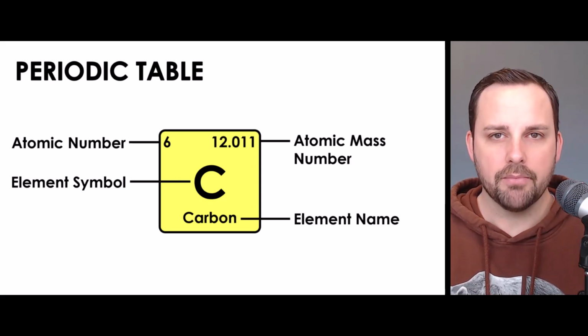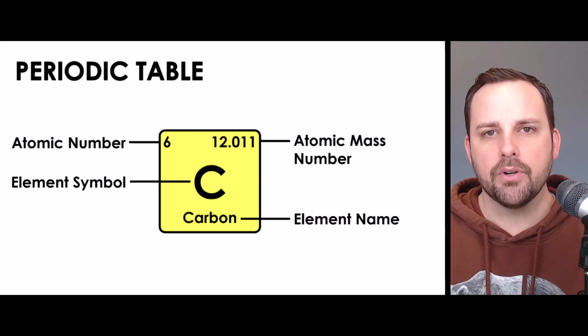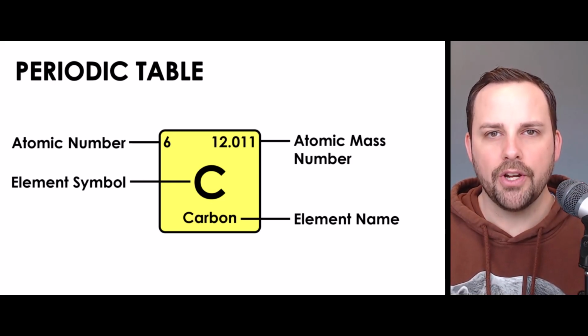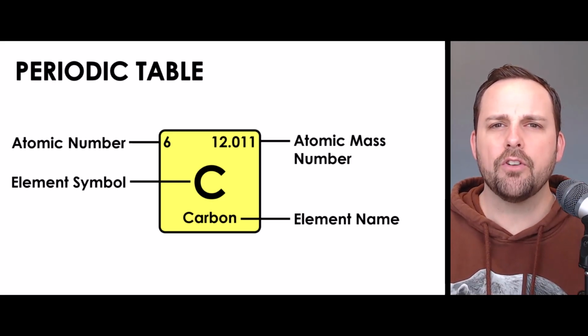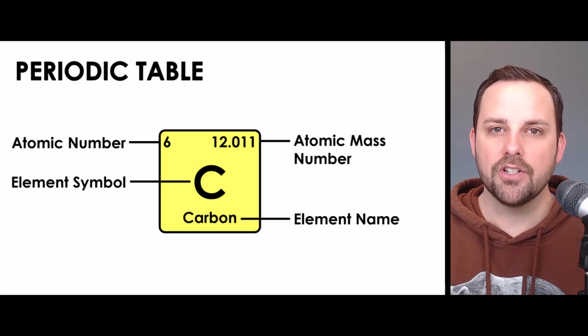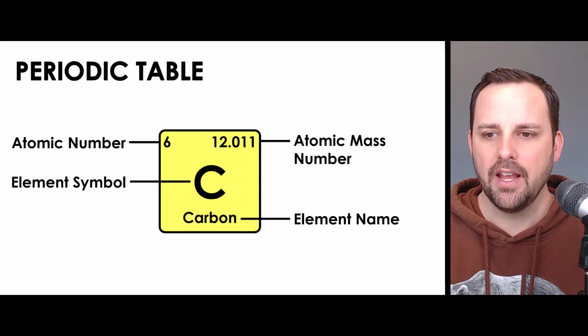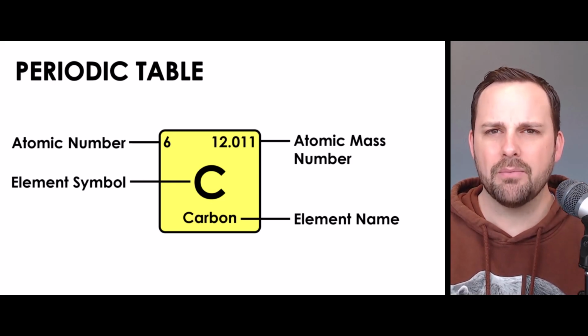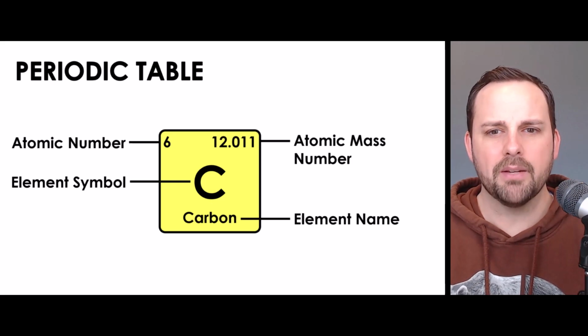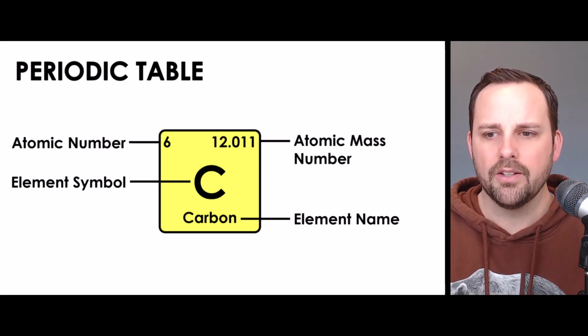The atomic mass number is the average number of the total protons and neutrons in the nucleus of the element. So even though the number of protons never changes for a given element, the number of neutrons can change. And that's why the atomic mass number is usually not an exact number. In the case of carbon, the atomic mass number is 12.011. So why is that?